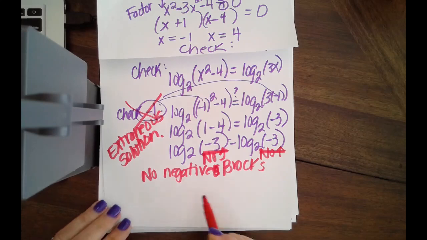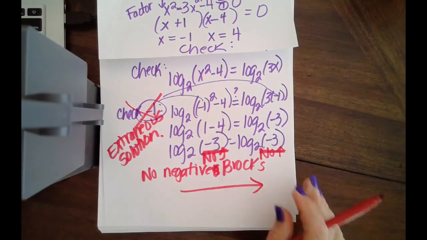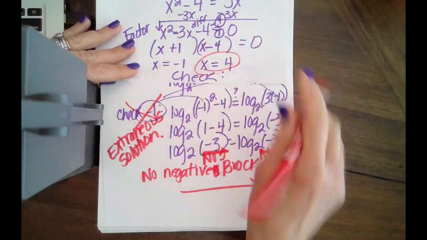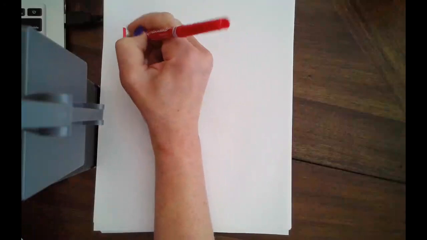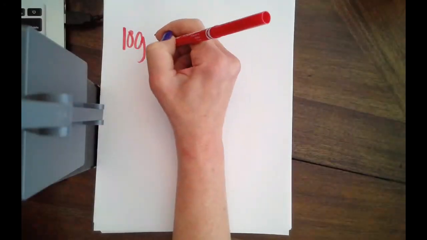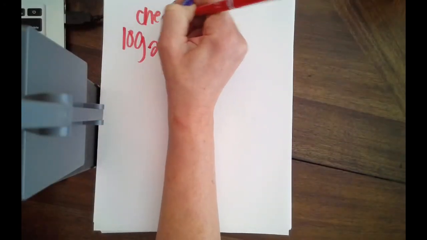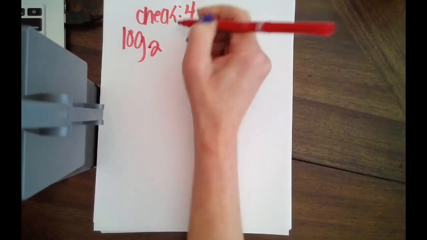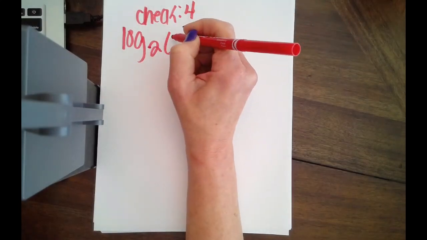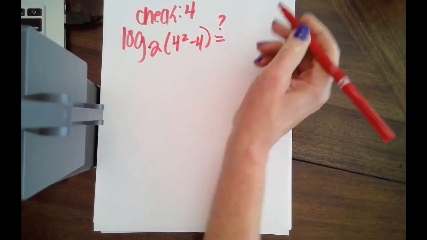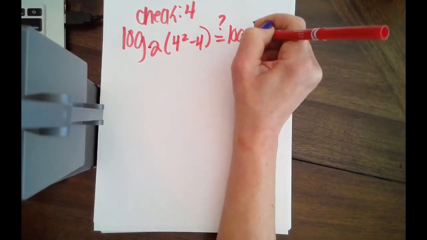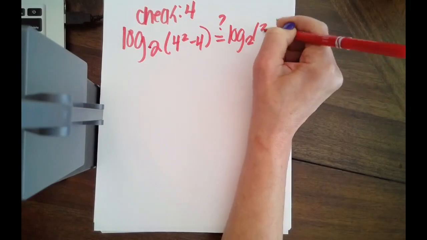I'm going to go to the next page, and we're going to check our other solution. Our other solution was 4. We're going to plug it in and see what happens. So we have our expression, log base 2. We're checking 4. Log base 2 of 4 squared minus 4, question mark, equal to log base 2 of 3 times 4.